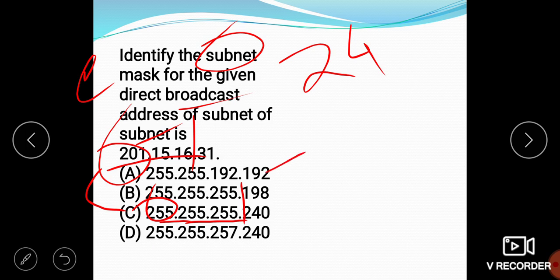So these options are eliminated. In this way you can eliminate the options. Now here it is given 257, that is not possible because it is out of range. So now find this 31.